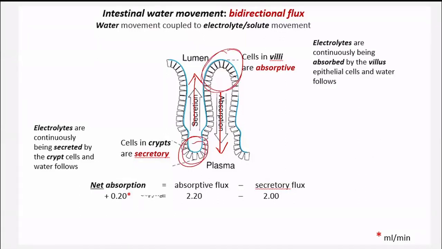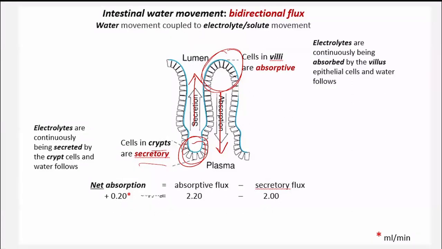Now, the cells inside of the villi are absorptive, and the cells in the crypts are secretory. And when you have bidirectional flux, this means that electrolytes are continuously being absorbed by the villi, and they're continuously being secreted by the crypts, and water is going to follow. So you're going to have two movements continuously. But which one of these is going to have the upper hand?